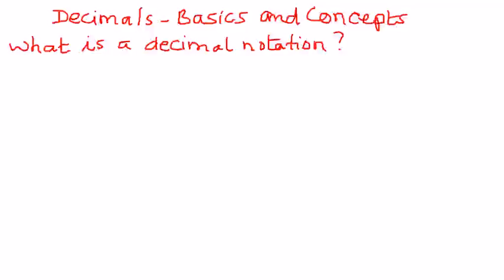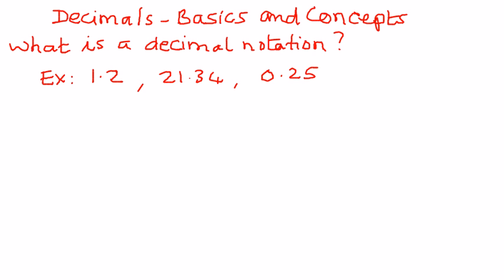So let's take an example. Let me explain this decimal notation with an example. Let's say we have a number 1.2 that is in a decimal notation. Let's say we have another number 21.34 that is in a decimal notation. Let's say we have another number as 0.25 that is in a decimal notation.